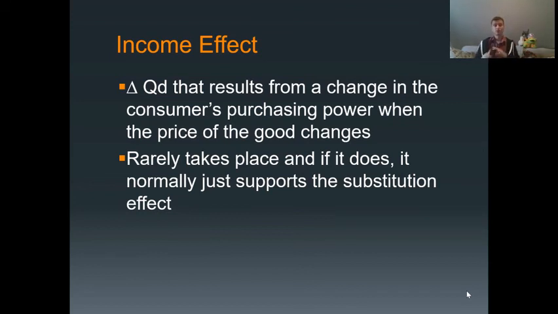And that's it. That's two of the three reasons why demand is downward sloping. Look for diminishing marginal utility later on. But these two effects will go on to form elasticity, which we're covering next.